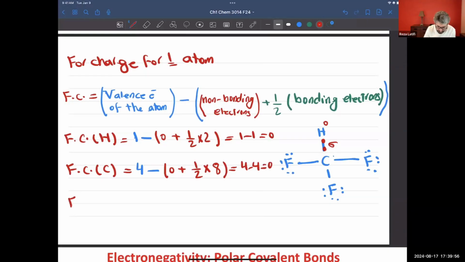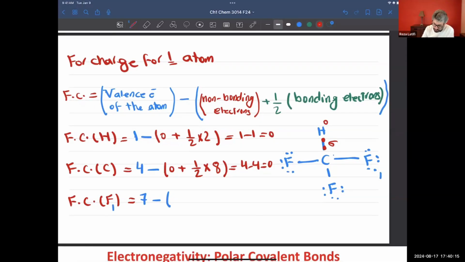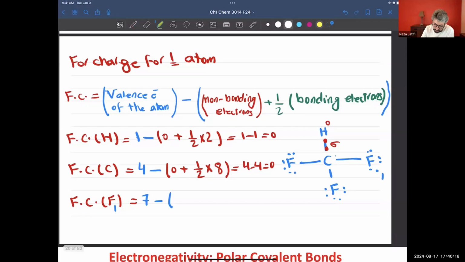And how about the formal charge for fluorine? Fluorine belongs to group 7. Do I see non-bonding electrons around fluorine? Any fluorine you pick, for example, fluorine number 1. I see 3 lone pairs, so 3 pairs means 6 electrons. So I go 6 electrons plus, we made 1 bond, so half of 2 electrons. So it will be 7 minus 7, that's going to be 0. So I got all the formal charges equal to 0.